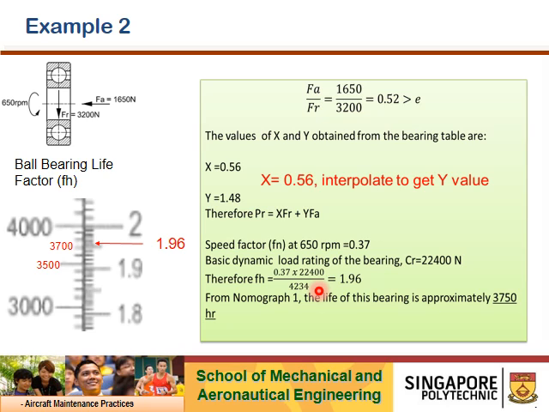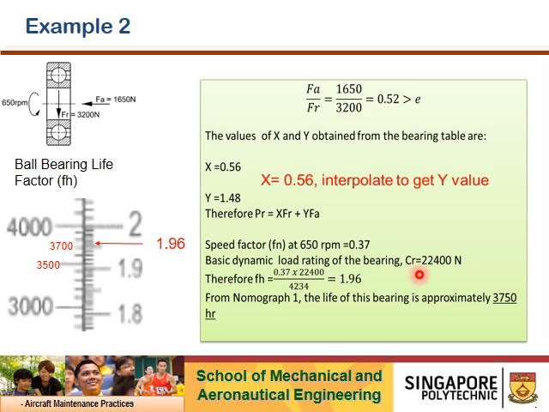Then the question is asking for the bearing life, which is Fh. Having all these, I am able to determine my Pr, and I want to find my Fh. I know my Fa, Fr, and I know the RPM. So I go to the nomograph, to the ball bearing column. On the left-hand side is my speed, RPM. So I go to 650 RPM, and it should give me Fn. Reading from the graph, my Fn value should be 0.37.